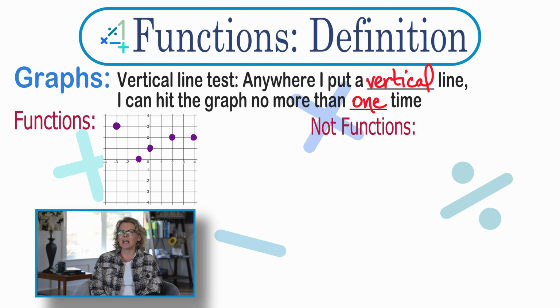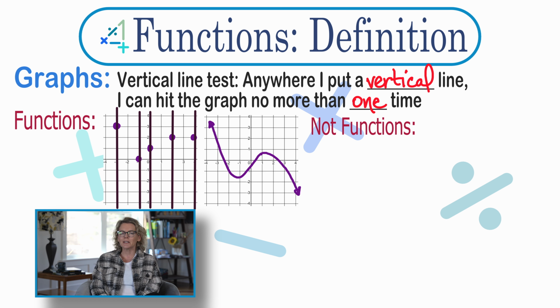First, here's an example of a function of points. As I put vertical lines along it, my lines hit no more than one point. Next is a cool continuous curve to try. Once again, as I put vertical lines, they only hit at one point.